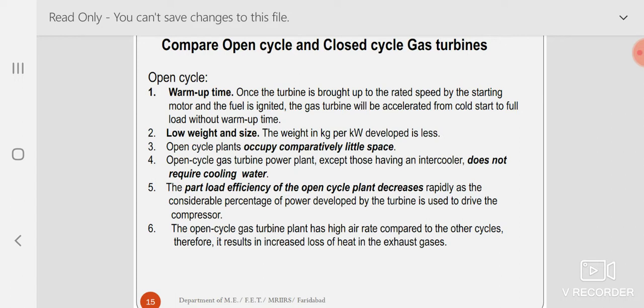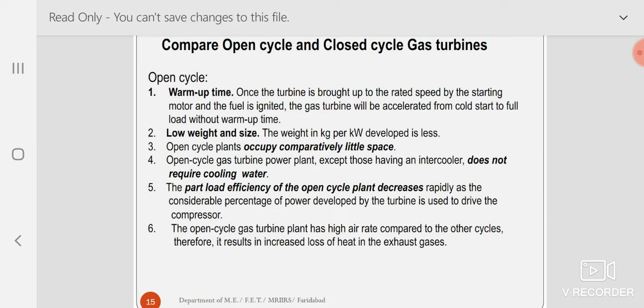In open cycle gas turbine, there is warm up time. Once the turbine is brought to the rated speed by the starting motor and the fuel is ignited, the gas turbine will be accelerated from cold start to full load without warm up time. You understand this? In case of open cycle gas turbine, each time the gas passes out, the same gas is not coming back, not being recirculated. So a new gas, a fresh gas enters inside the turbine. So there is some warm up time.